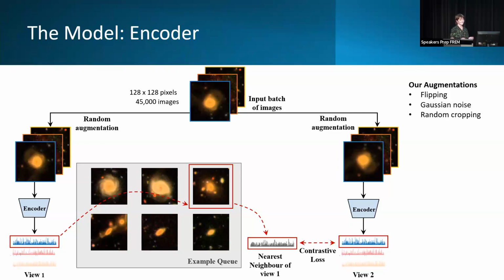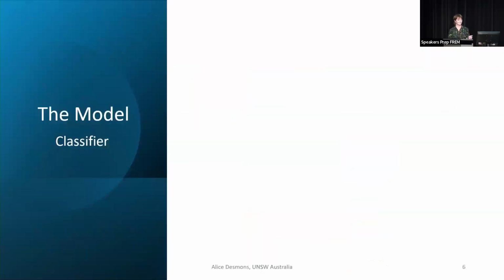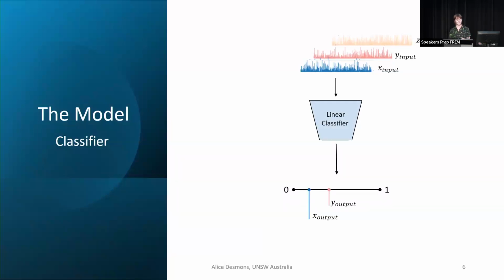The next step in the model is the classifier, which is just a really simple model that takes in these encoded representations and outputs a number between 0 and 1, where for our model, 1 indicates a galaxy with tidal features and 0 a galaxy without tidal features. And this is the part of the model that uses labeled training data. So we have a data set of 300 galaxies with tidal features labeled 1 and 300 galaxies with no tidal features labeled 0.